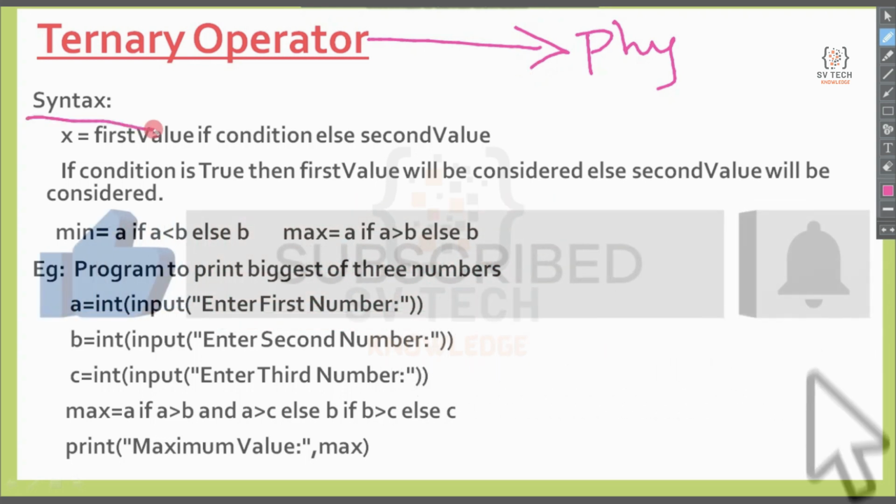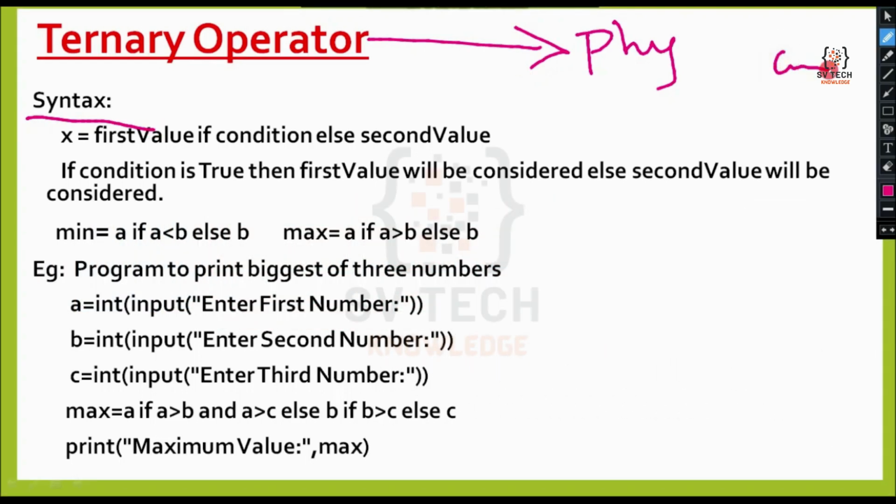So, syntax. In C language, we have the ternary operator. Same like that, in Python also we have the ternary operator. So here I am going to discuss the syntax first. Here we have the syntax: x equal to first value. After that I am going to define a condition. If the condition fails, it takes the else value, that is the second value.